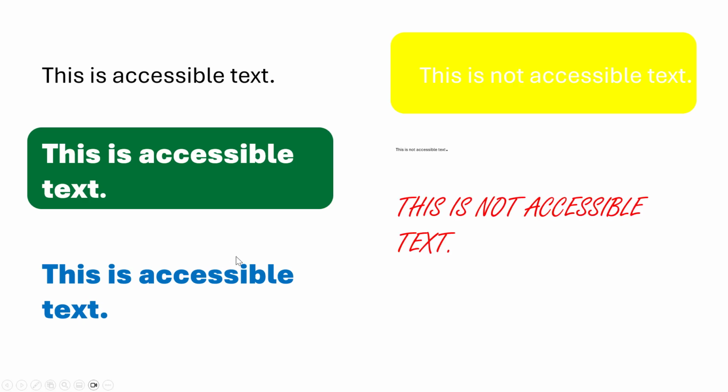This is accessible text, so is this, and so is this. This is not, this is not, this is also not accessible, nor this. So what makes text accessible?